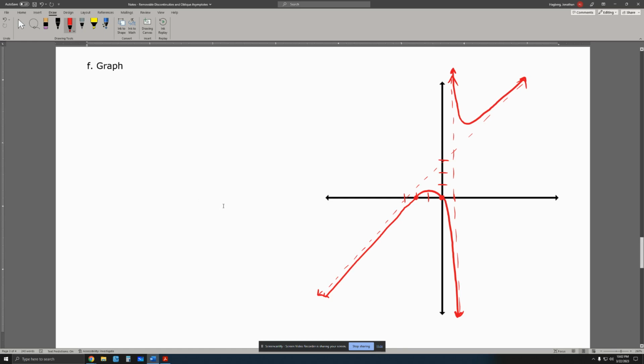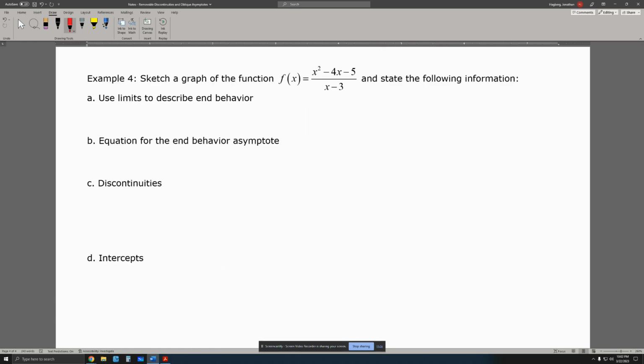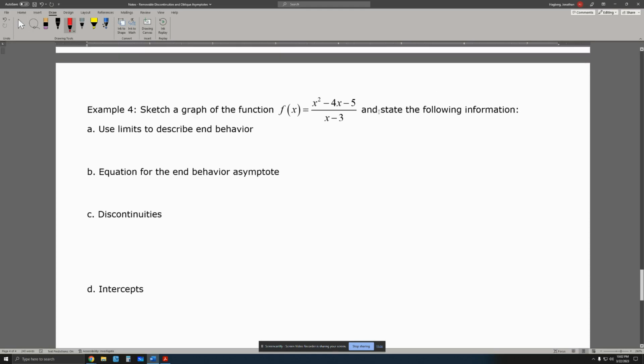Let's try one more. Okay, so example 4, here we have f of x. Again, first thing I notice is that this can be factored. So factoring the numerator, we get the quantity x minus 5 times the quantity x plus 1, and that's all over x minus 3.